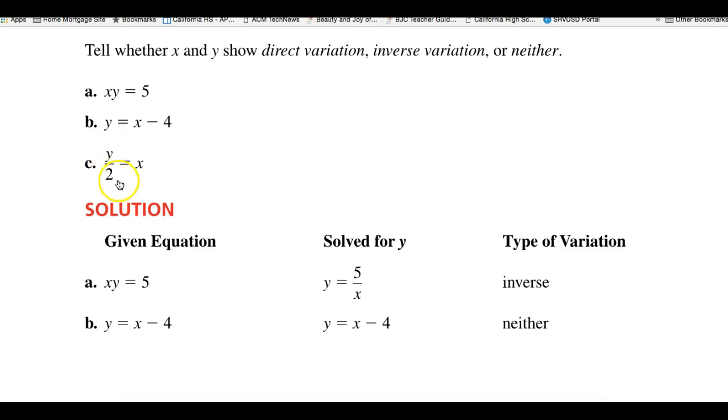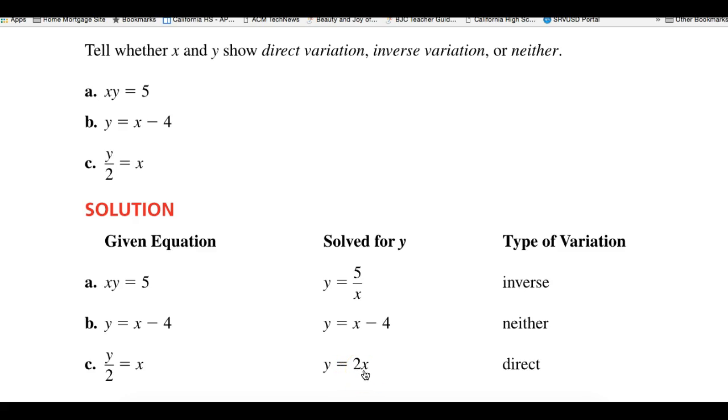Now, in our last one, we've got y over 2 equals x. To solve for y, we're going to multiply both sides by 2. These cancel, and we're going to get y equals 2x. Now, in this type, because y is always going to be twice as big as whatever x is, we say that that's a direct variation. So y is just equal to a times x, a constant times x.